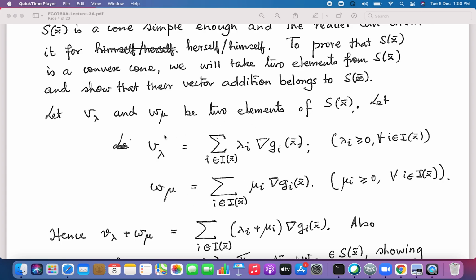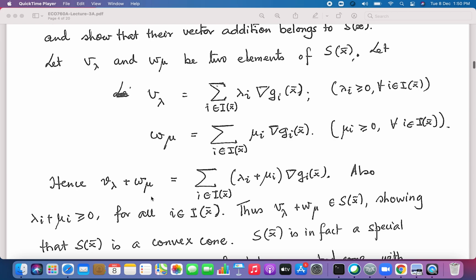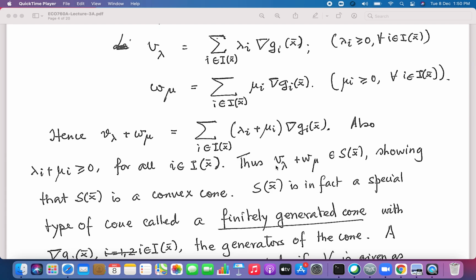So V lambda and W mu are two vectors, both of them lying in Sx bar. Suppose you add them up, V lambda plus W mu. What are you going to get? You are going to get a thing like this. But lambda i plus mu i, both being non-negative, will be non-negative if you add them up. So V lambda plus W mu is also an element of Sx bar, showing that it is a convex cone.